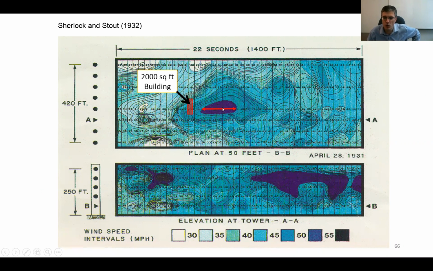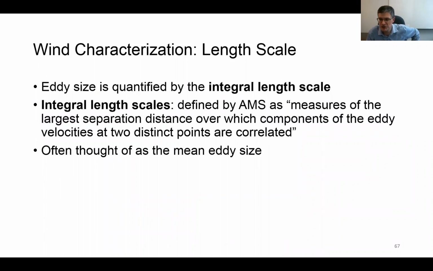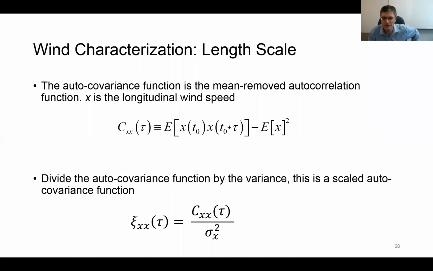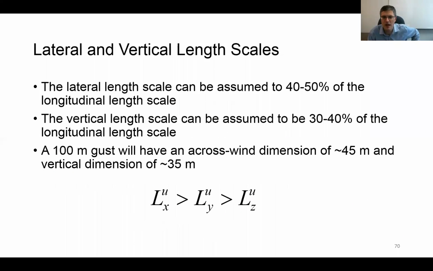But we're also interested in the lateral dimension, and we're also interested in the vertical dimension coming out of the page. Those would be much more problematic to measure experimentally. You'd need multiple anemometers, which we typically don't have. And so there have been some relationships that have been developed empirically over the years. Once you've got that longitudinal length scale, you can peg the lateral length scale to about 40 to 50% of that, and the vertical to about 30 to 40% of that. So one anemometer can do a pretty good job of capturing all three of those length scales.